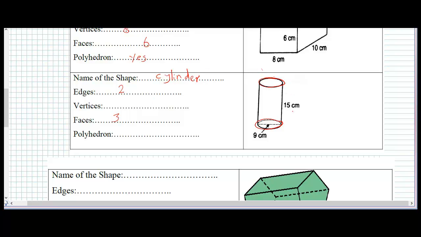Let's go to the vertices. Do we have any vertex here? No. So vertices is 0. Is this shape a polyhedron or not a polyhedron? It's not a polyhedron because this shape is a cylinder. So no, it's not a polyhedron.